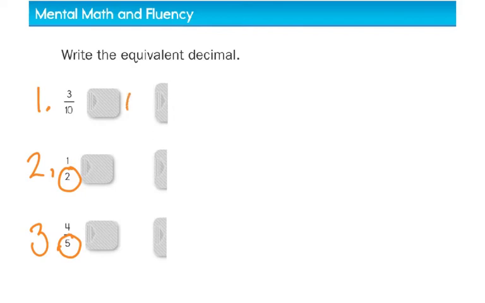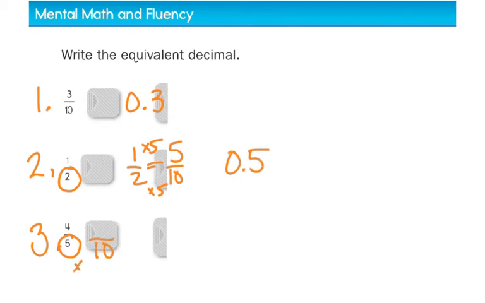Number 1, 3/10. I can do that without changing the denominator. 1/2, I'm going to change to tenths. So I multiply by 5 on the bottom, I multiply by 5 on the top. 5/10 looks like that. 4/5, I'm going to change to tenths. Multiply the denominator times 2 and the numerator times 2. 8/10.